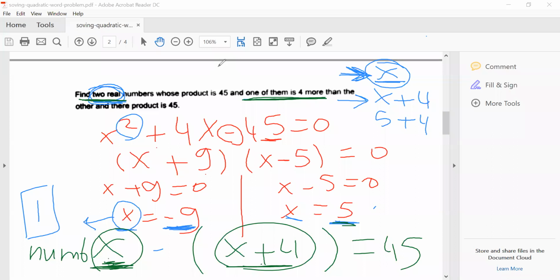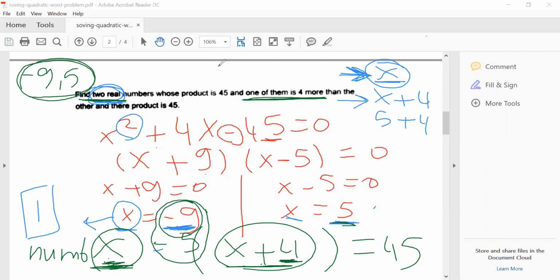Okay, what is the other number? How do we get it? My number is negative 9. Add 4: negative 9 plus 4 on your calculator gives you negative 5. So the first two real numbers, where one is more than the other by 4, are negative 9 and negative 5. This is one of the solutions for this word problem. And my other solution is for x equals 5, so x plus 4 is 5 plus 4, which is 9. So the other solution is 5 and 9.